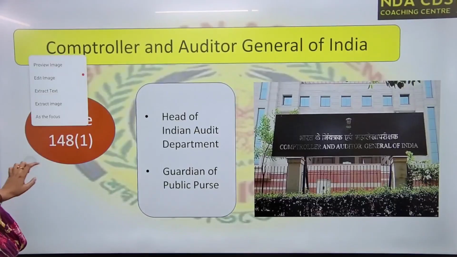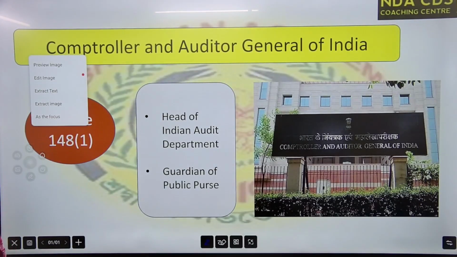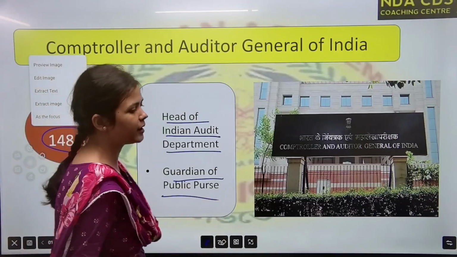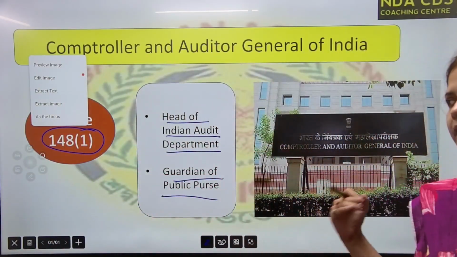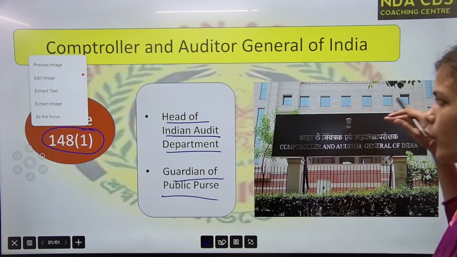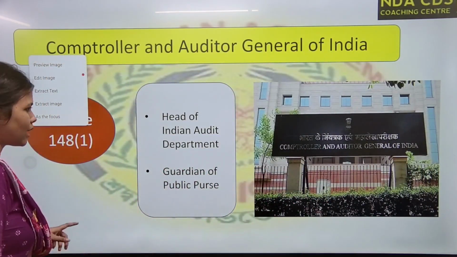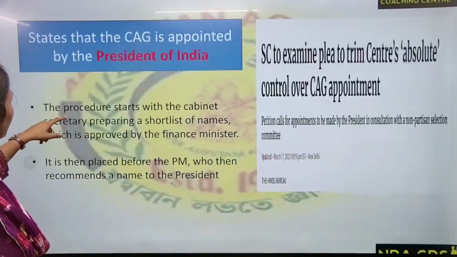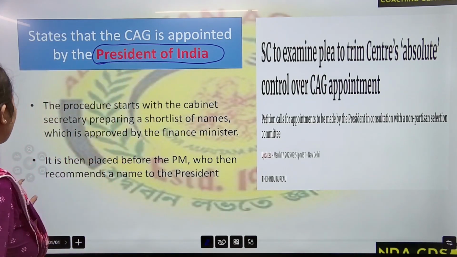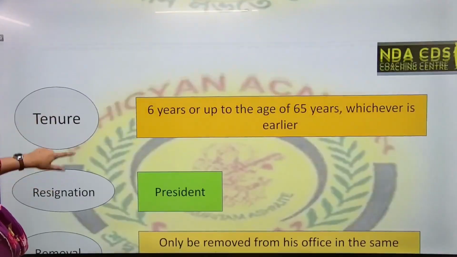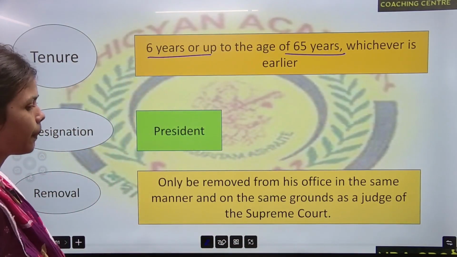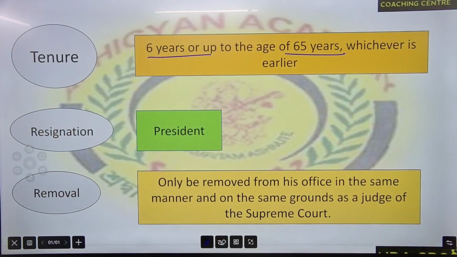This is an important body, Comptroller and Auditor General of India, Article 148. Head of the Indian Audit Department, guardian of public purse. We can refer to this body as the highest chartered accountant of our country, right? Every account this body manages. Whatever the accounts of the government, accounts of the public sector undertaking, everything. And this CAG is appointed by our President of India. Tenure is 6 years or up to 65 years, whichever is earlier.